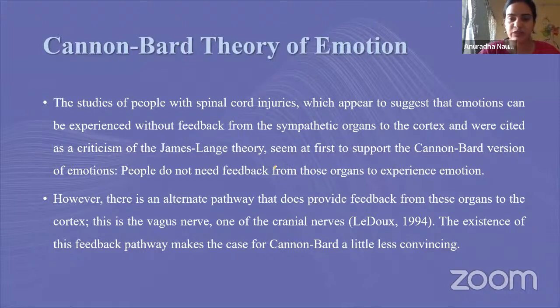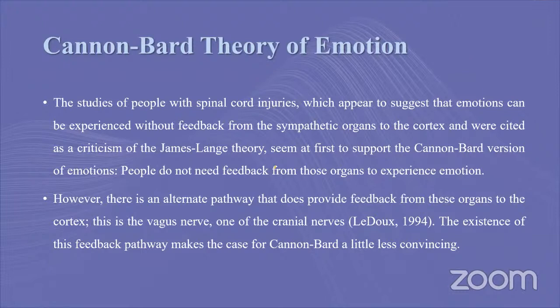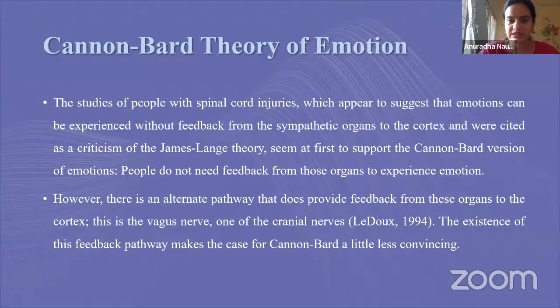There's an alternate pathway that does provide feedback from these organs to the cortex, that is the vagus nerve, one of the cranial nerves. The existence of the vagus nerve makes the case for the Cannon-Bard theory a little less convincing.